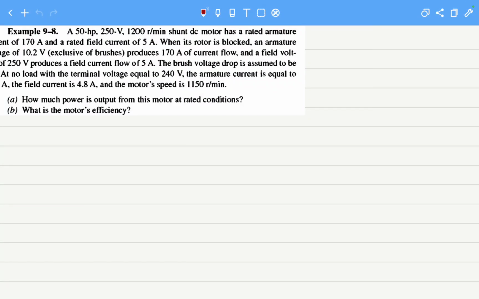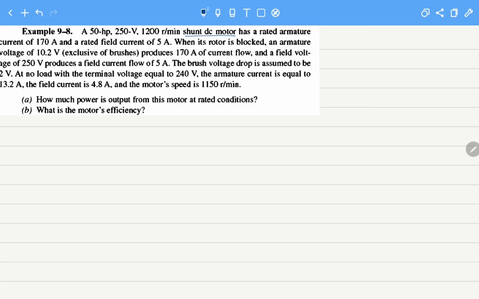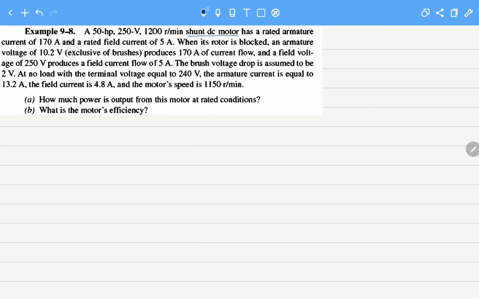Students, this is again a question about a DC shunt motor, and it has given different kinds of rated values, and it has given the field current of 5 ampere. So the question is about the power output from the motor at its rated condition, and efficiency.